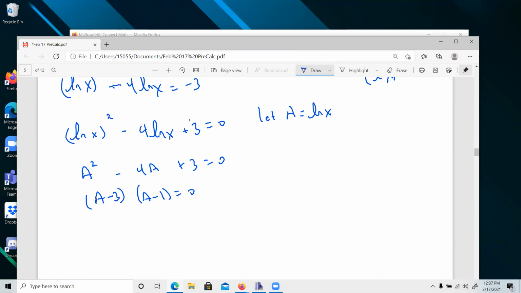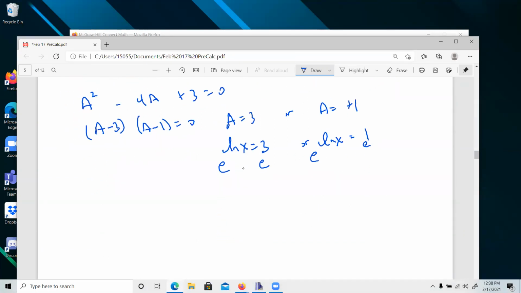There we go. So we're going to have a is equal to 3 or a is equal to 1. And then you say, well, what the heck is a? Well, a was ln of x is equal to 3 or ln of x is equal to 1. Let's unlogify them. Make both sides the exponent of the same base. So we have e to the natural log of x, that's x, equals e to the 3, or x equals just e. Okay, it's a delightful number.